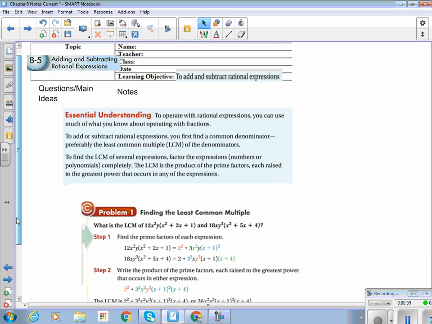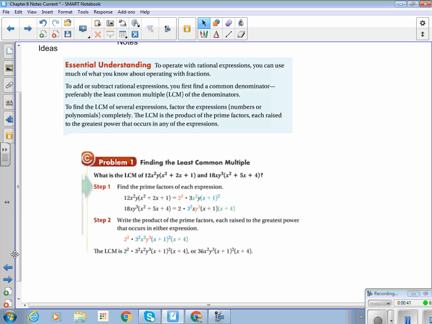So the first thing I want to do is go over finding the least common multiple, because it's been a while since we've had to do this. Say I had a denominator that was 12x squared y times x squared plus 2x plus 1, and 18x y cubed times x squared plus 5x plus 4. These are the steps for finding the least common multiple. The first thing you do is find the prime factors of each expression.